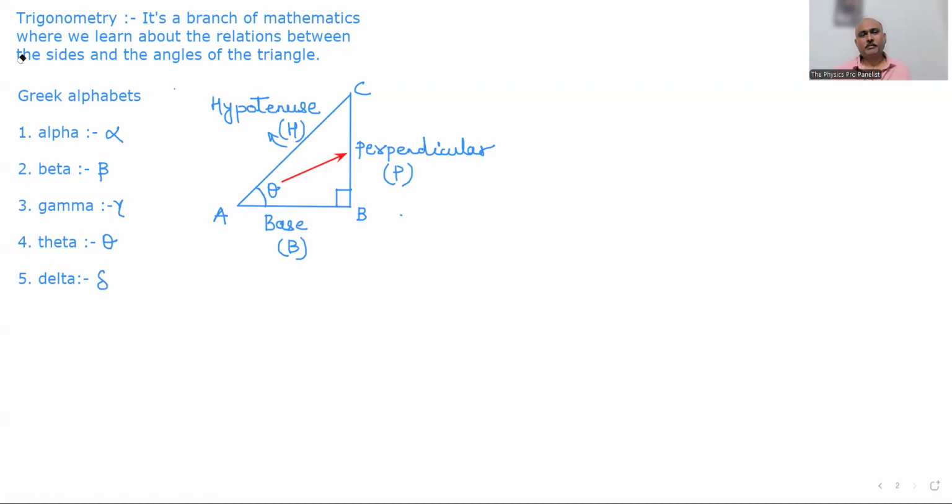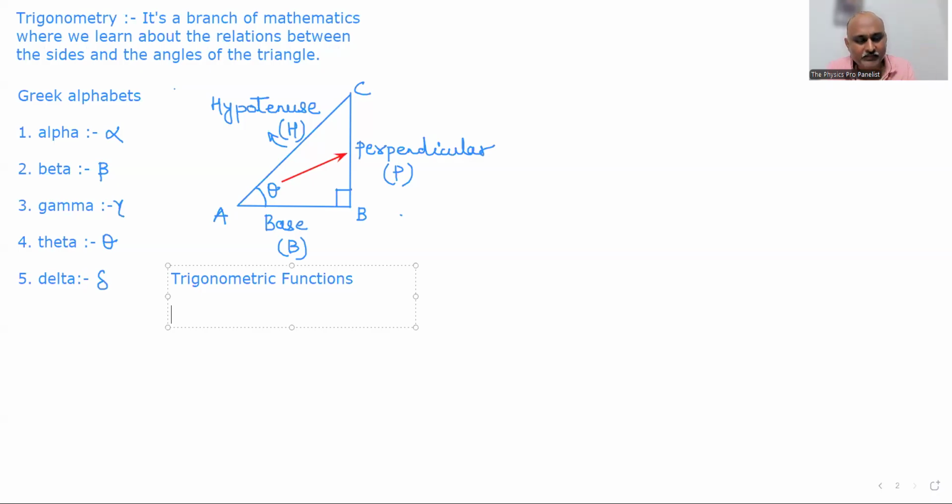Now, once we are aware about the right triangle and the Greek alphabets, it's time to learn about some trigonometric functions. Now, what are trigonometric functions? We will be using them for specific purposes. They will relate the sides of the triangle with the angles of the triangle in a specific manner. So what will these trigonometric functions do? They will establish a specific relation between the angle and the sides of a triangle.